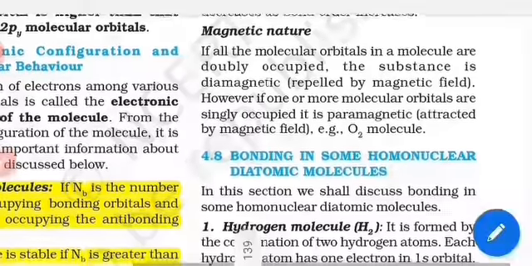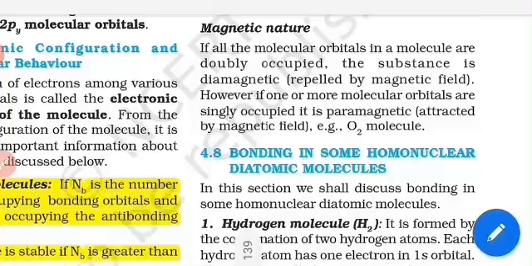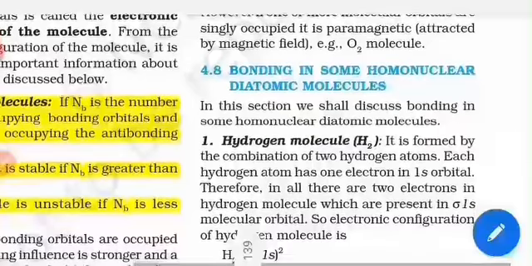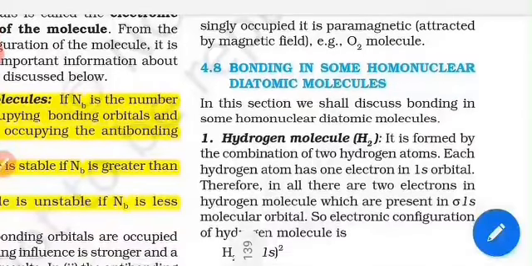Next is magnetic nature. If all the molecular orbitals in a molecule are doubly occupied, that is, all molecular orbitals are fulfilled, then the substance is diamagnetic, that is, repelled by a magnetic field. However, if one or more molecular orbitals are singly occupied, if any one electron is unpaired in any of the molecular orbitals, then the molecule is paramagnetic, that is, attracted by a magnetic field. Example, oxygen molecule.